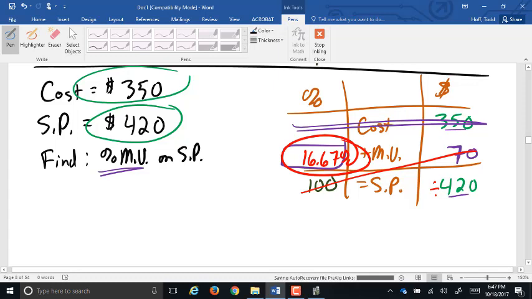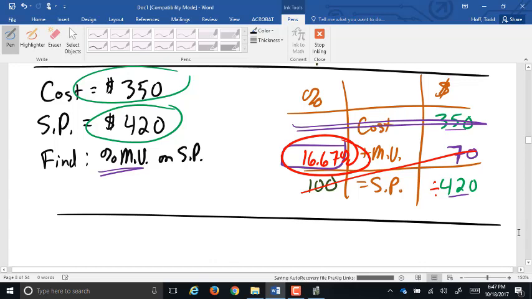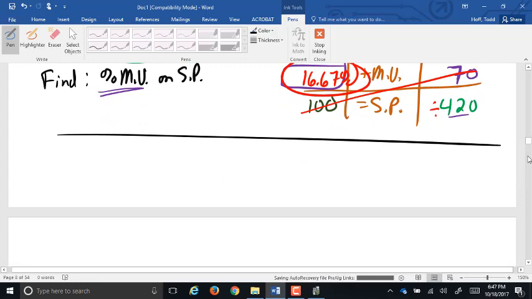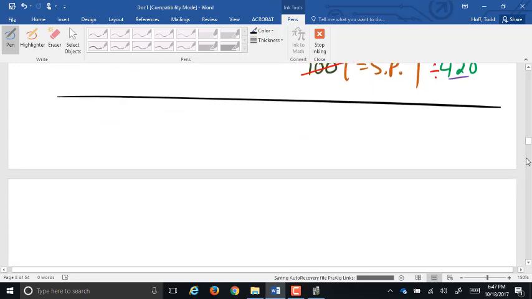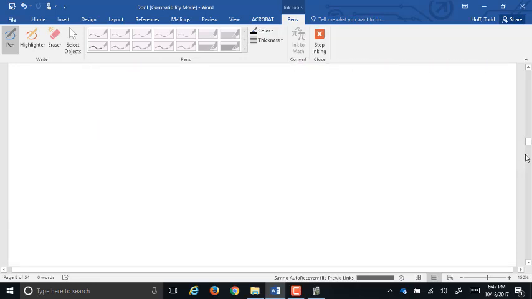Remember, fractions and decimals are now our friends. 16 2/3 is technically the exact answer, but in my math lab, they would tell you to round to the 10th of a percent or whatever. Yeah, 16.67 would be fine there. 16.67%.